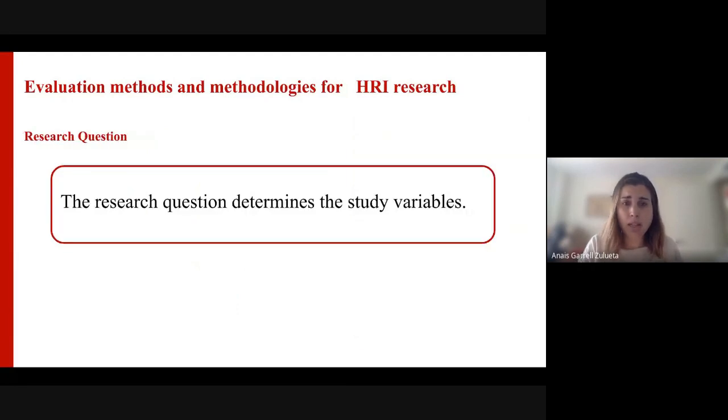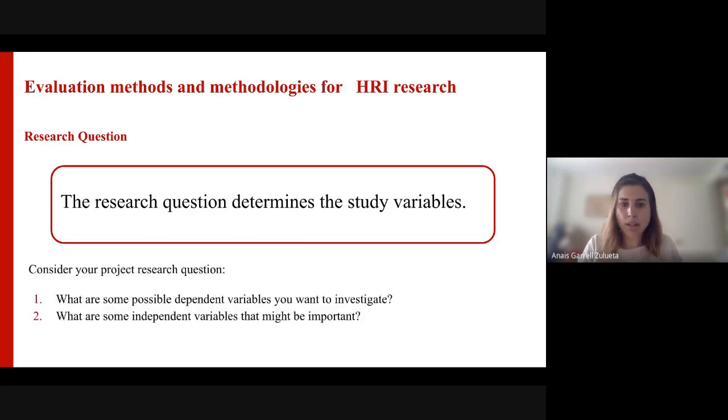So the research question determines the study variables. More or less, you have your robot, you design your experimentation, then you decide what you want to analyze, which is the research question, and after that you determine the study variables.